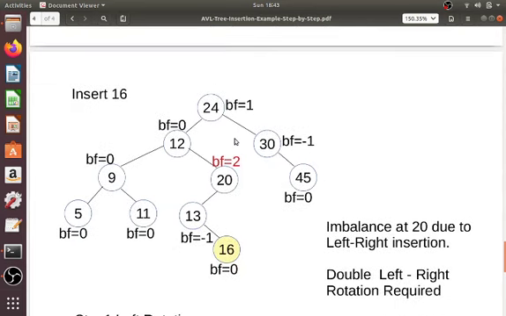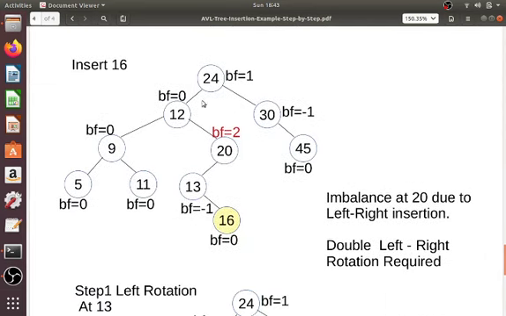Next, we talk about insertion of 16. 16 is smaller than 24, so it goes on the left. It's bigger than 12, so it goes on the right. 16 is smaller than 20, so it goes on its left. 16 is bigger than 13, so finally it gets attached as a right child of 13.